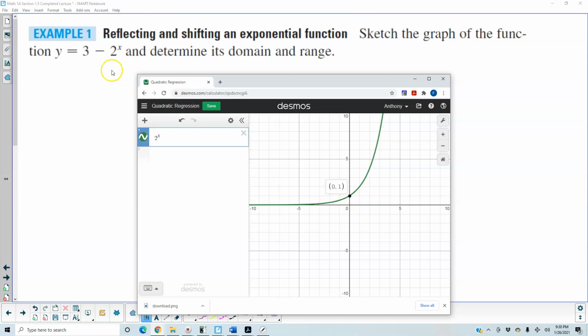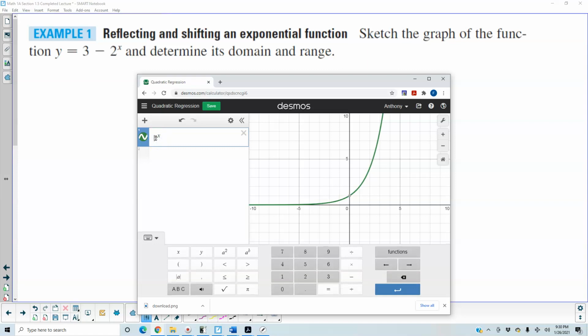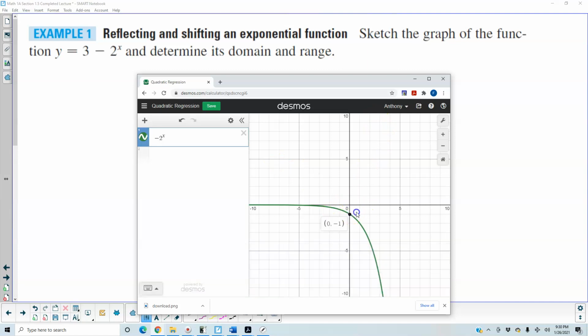Now the next thing we want to do is we're multiplying it by a negative. So that means we're going to be taking a negative, multiplying it by the function. So that means that we are reflecting it about the x-axis. So let's put a negative value in front of that. So therefore now our graph is reflected about the x-axis. So now the y-intercept is located at (0, -1).